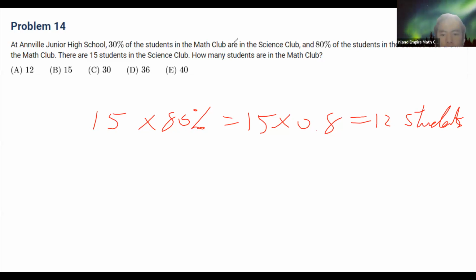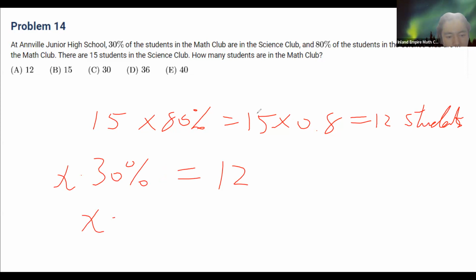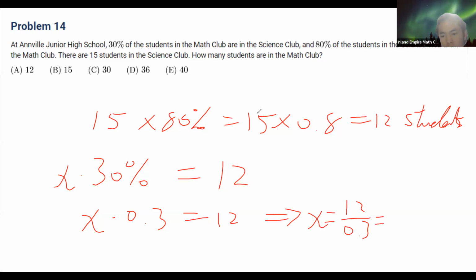But now, 30% of the students in the math club, I'm going to write it like this: X times 30%, in the math club, are also in the science club. That means 12 students is equal to X times 0.3. And so if you divide 12 by 0.3, you'd see that X is equal to 40. So the answer should be E.